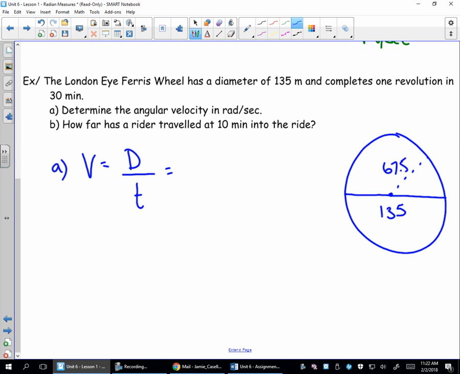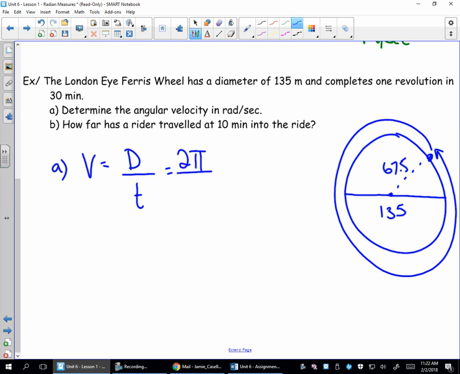Okay. How far is my thing traveling? Well, it goes around the whole circle. Somebody on this thing might start here and go all the way around. They go 2 pi. How many times do they do it? They do 1 revolution in 30 minutes. But I want radians per second, so I've got to turn minutes into seconds. So 2 pi divided by 1800, which is 0.00349.